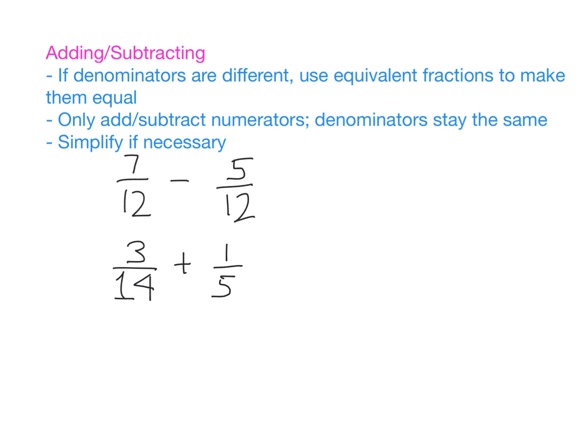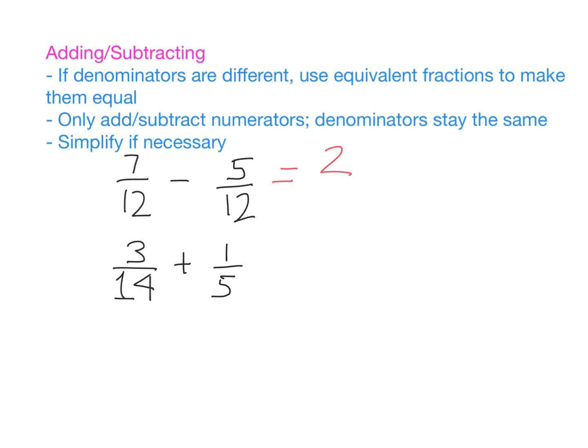So unfortunately, people usually find adding and subtracting fractions more difficult than multiplying or dividing because you can only add or subtract fractions when their denominators are equal. So when you have something like 7 over 12 minus 5 over 12, it's nice and easy. You only add or subtract the numerators, the top numbers. So I go 7 minus 5 equals 2, but I don't go 12 minus 12 equals 0.